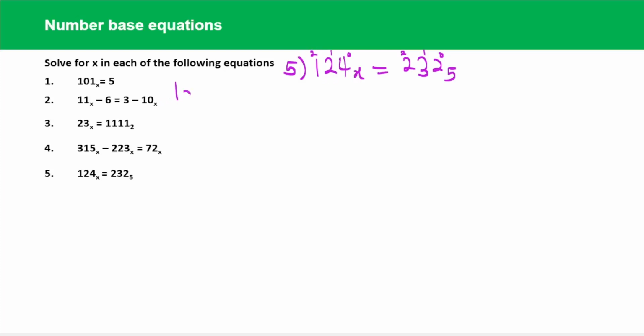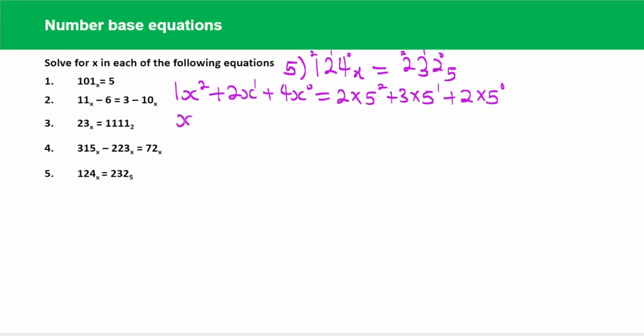That will be 1 times x raised to power 2 plus 2 times x raised to power 1 plus 4 times x raised to power 0 equals 2 times 5 raised to power 2 plus 3 times 5 raised to power 1 plus 2 times 5 raised to power 0.